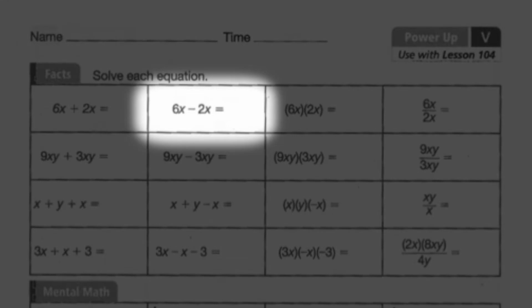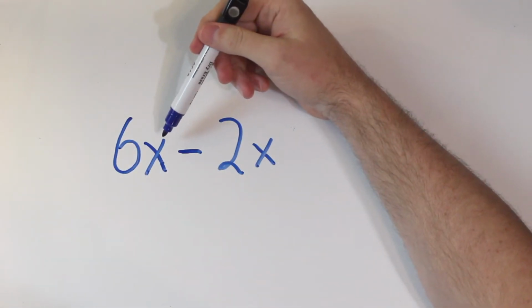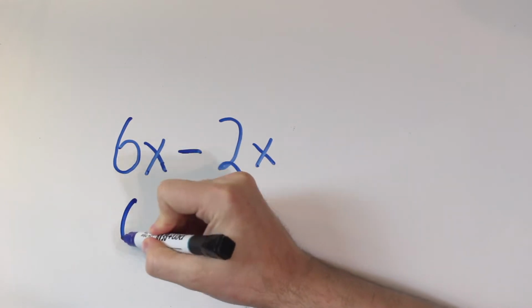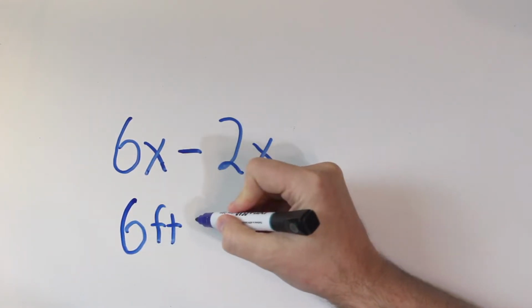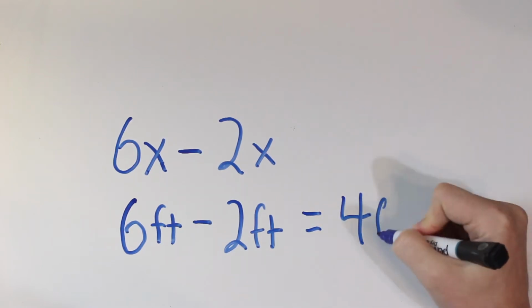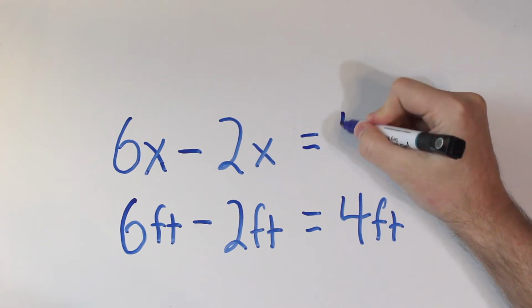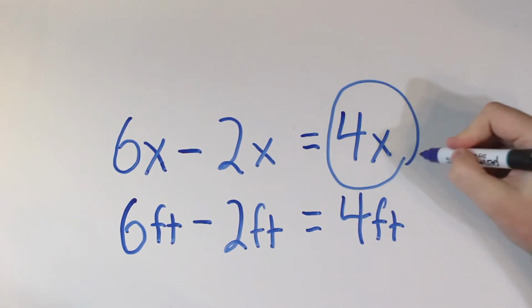This next problem is just as easy as before. 6x minus 2x. Let's imagine something concrete for this variable. This time, maybe x is a foot. 6 feet minus 2 feet would be easy, right? It's just 4 feet. So 6x minus 2x is 4x. And that's the answer.